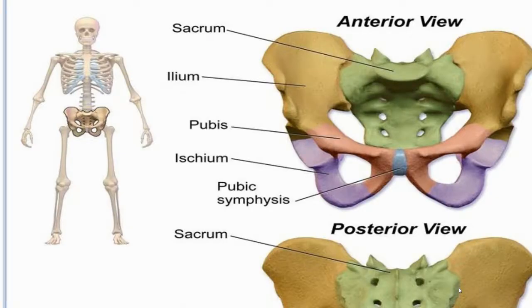You can see in this picture the green color is the sacrum, and in yellow color there are three bones that will create the hip bone, and at the end of the sacrum we see the coccyx also.